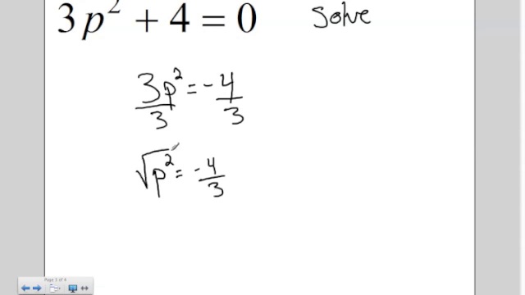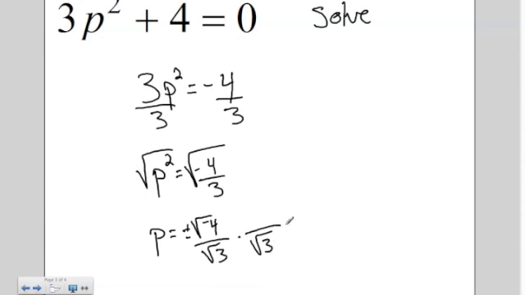Next, I will take the square root of both sides. And remember, when you take the square root, you've got to do plus or minus. Square root of p squared is p equals plus or minus the square root of negative 4 over the square root of 3. The most common mistake here is students leave it as is, but you have to rationalize the denominator, which means you have to multiply by square root 3, because you cannot have a denominator with a radical.